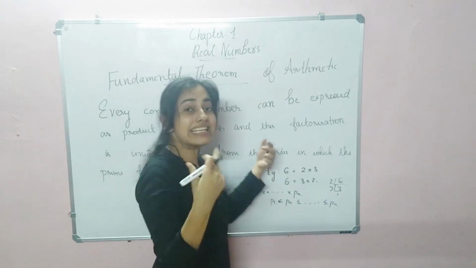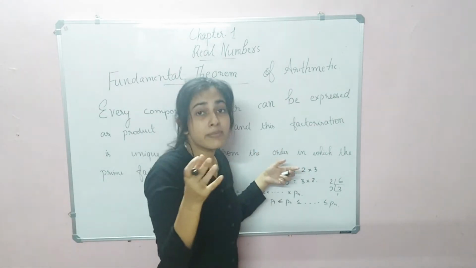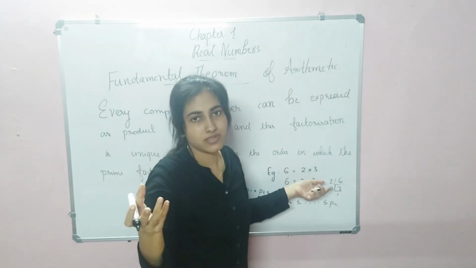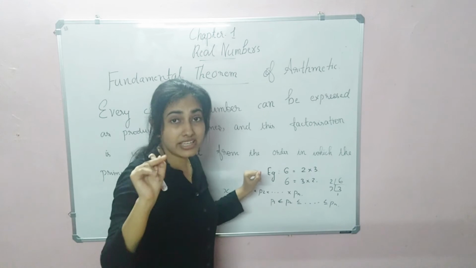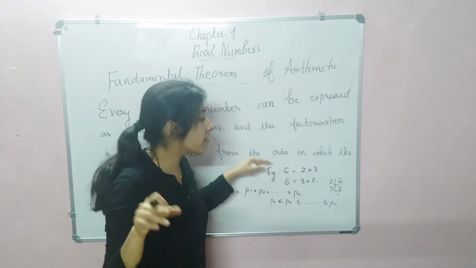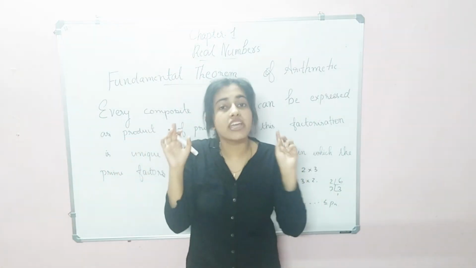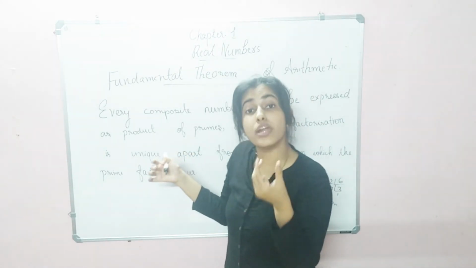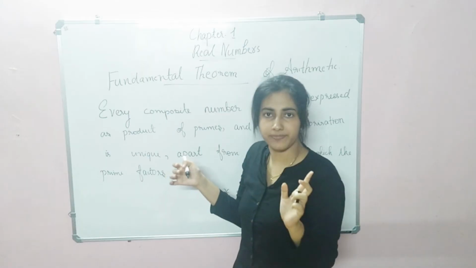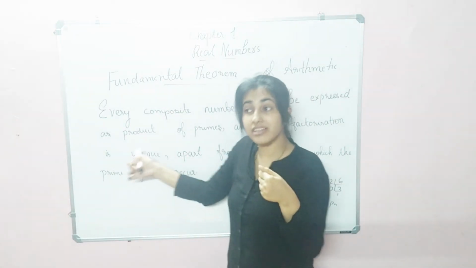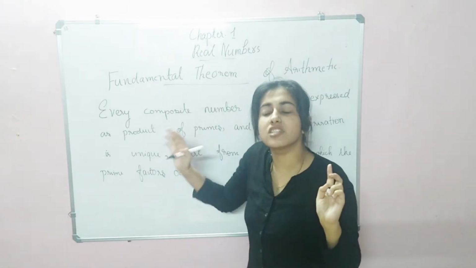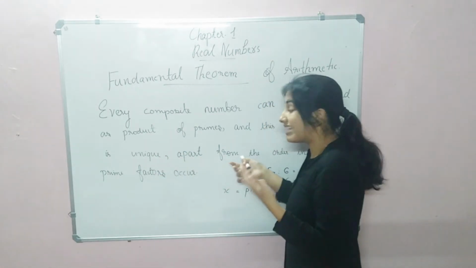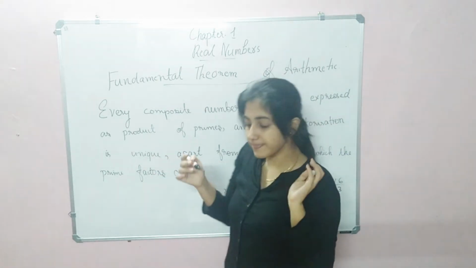So if you are neglecting the order, you're not saying anything about the order, then this is unique apart from the order in which you write the primes. But if you fix the order in which you write the primes, then this prime factorization becomes unique. So if you are given any composite number, you will be able to write that number as a product of its primes in a unique way. If you fix the order in which you write the primes to be ascending, then this representation is unique. Otherwise, you have to mention that you are neglecting the order in which you write the primes.